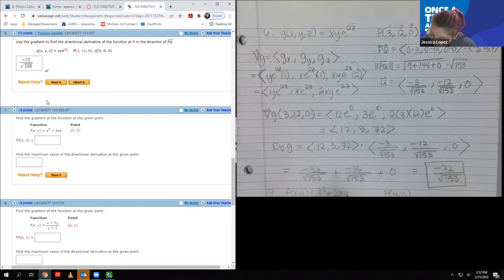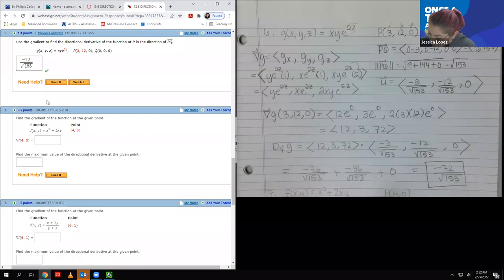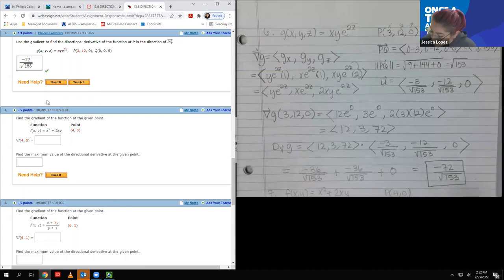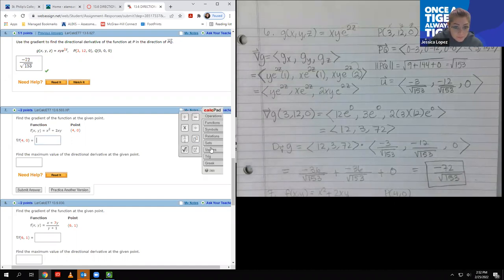And then if I want to find the gradient at this particular point, what I'm going to do is plug in 4 for x and 0 for y. So 2 times 4 plus 2 times 0, and then 2 times 4. So I get 8 comma 8. Okay, so I do know this part, and it is a vector.